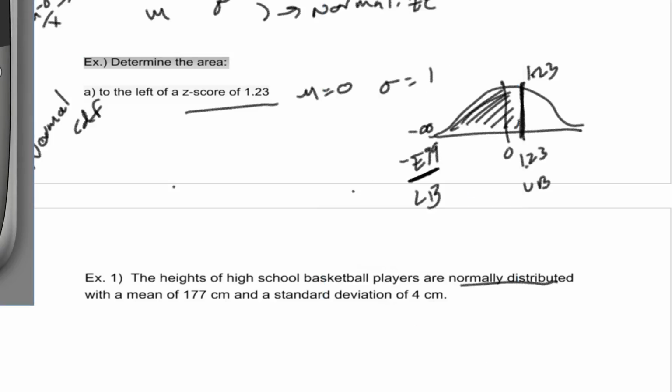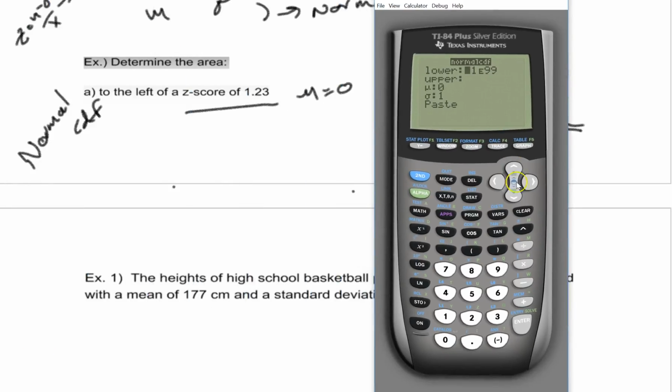If I was doing this myself, I would put negative E. Now it's this E right here. It's called scientific notation. Don't use the fancy one, that's a different thing. That's Euler's number. We're using this E. So second E, 99. Upper is 1.23.